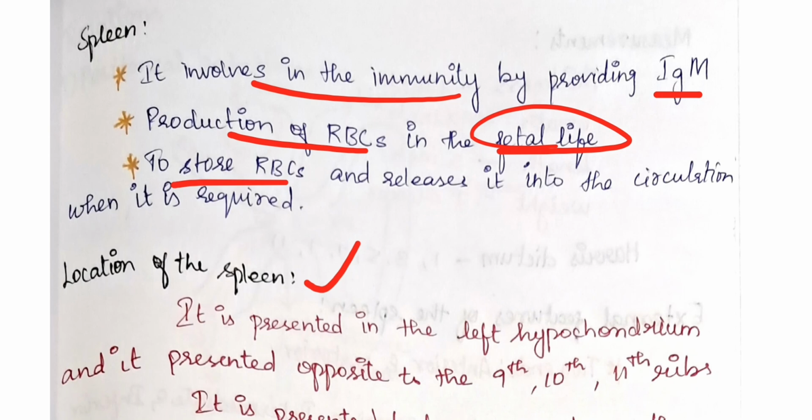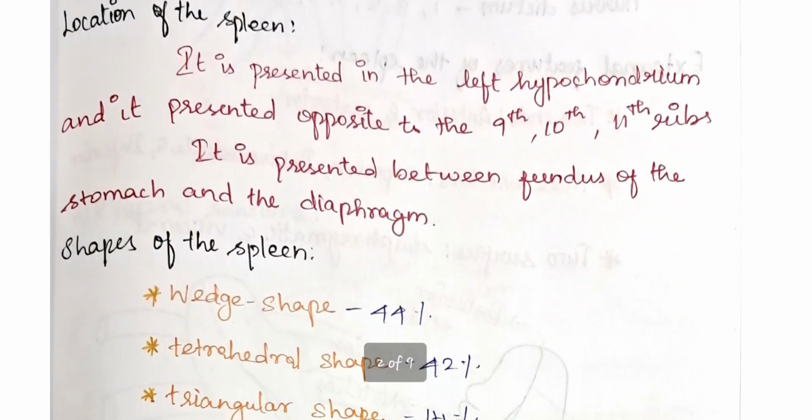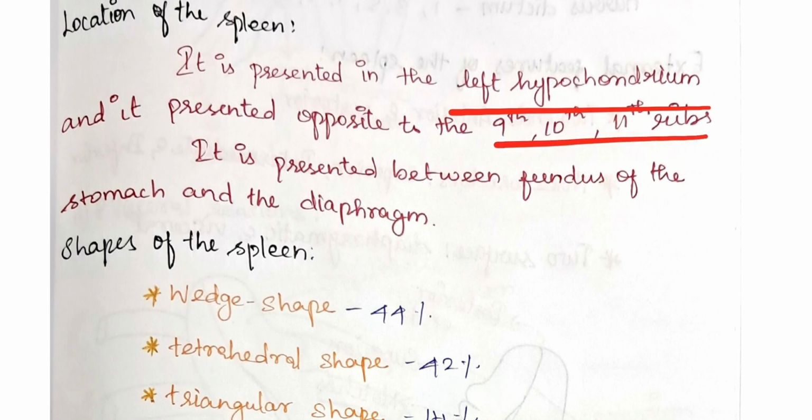Coming to the location, first we have to say about the abdominal regions where it is located in the abdomen. As we know, the abdomen consists of 9 regions. In those 9 regions, the spleen occupies the left hypochondrium. The spleen is present on the left side, so it occupies the left hypochondrium, and it is also associated with the ribs. It is opposite to the 9th, 10th and 11th ribs.